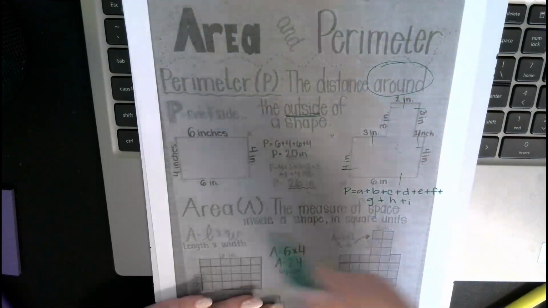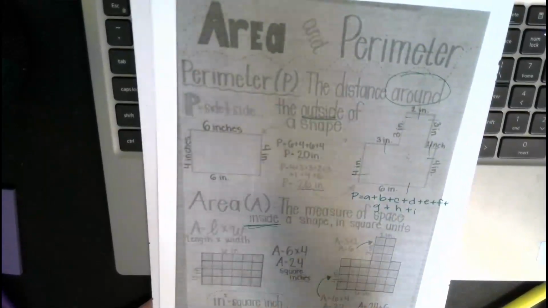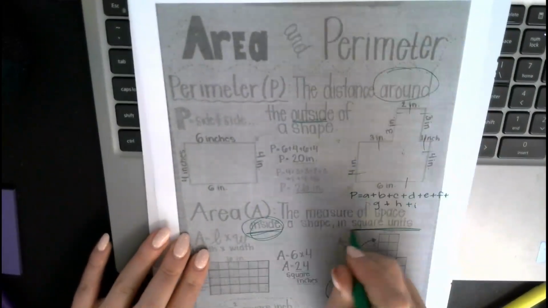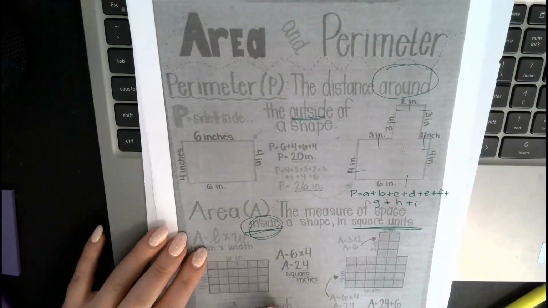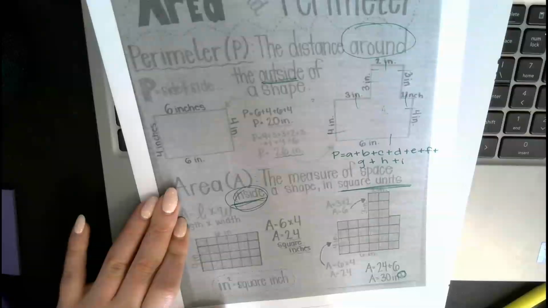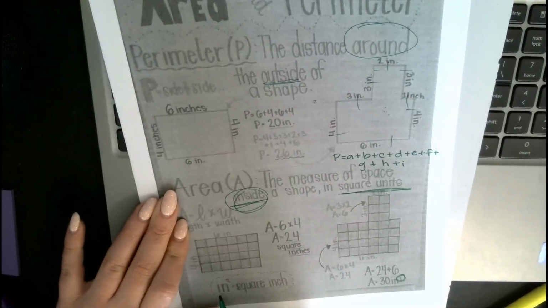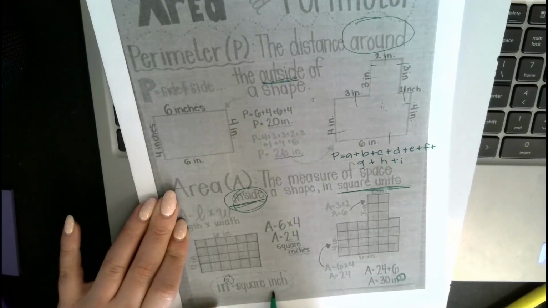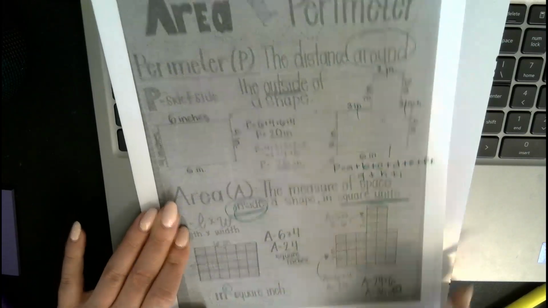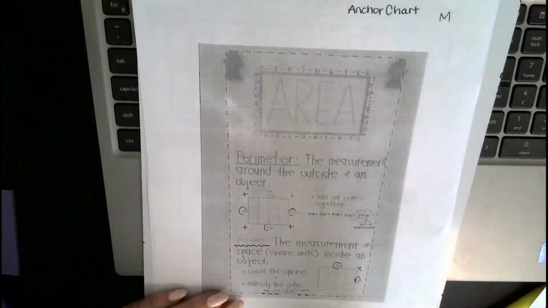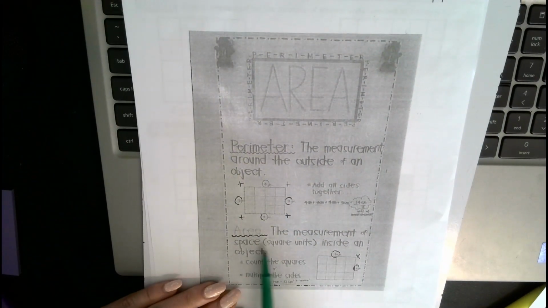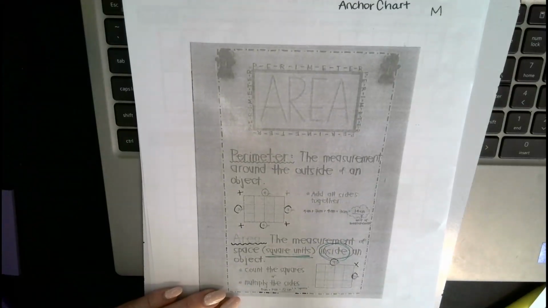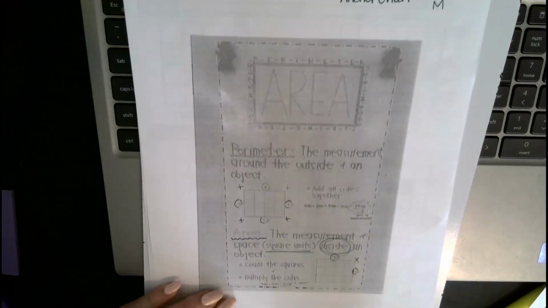Down here, when we count the area, we're measuring the inside of the shape. In what kind of units? Square units. All right, that's why down here, they have the tiny square symbol. Inch, IN, and this little tiny square symbol equals the same thing as square inch. Do y'all see that? Yes. I know it's kind of hard to see. All right, same thing down here. The area is the measurement of space, which is square units inside of an object. You count the squares or multiply the sides. Does that make sense? Yeah.